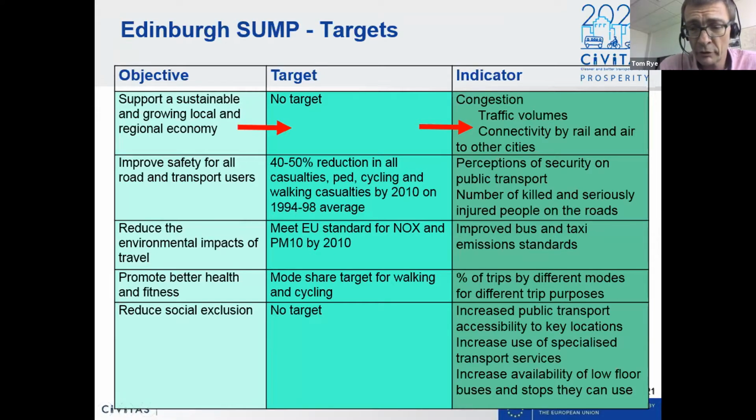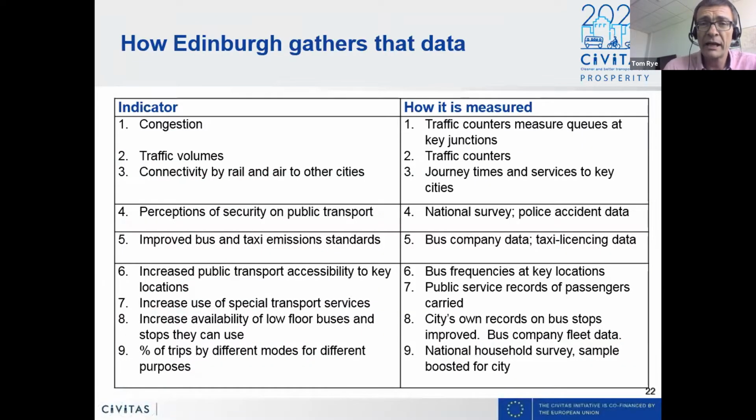So I won't go through every one of those, as I said, but how to gather the data? So how would you measure congestion? Well, in this case, key junctions in a city have traffic counters, which can measure queues. So that's a way of measuring congestion. Traffic counters can measure traffic volumes. If you want to know what's happening to bus and taxi emission standards, data from the bus company about the emissions characteristics of their buses, and taxi licensing data, because the local authority, the city, has to license taxis, will give you that information.